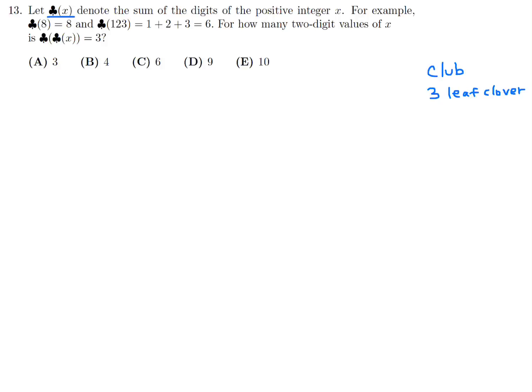How many two-digit values of x is club of club of x equal to 3? So they're doing this operation twice. For example, if x was equal to, let's give a two-digit number, 99, let's say. If you do this operation twice, how do I write this? The club of the club of 99.